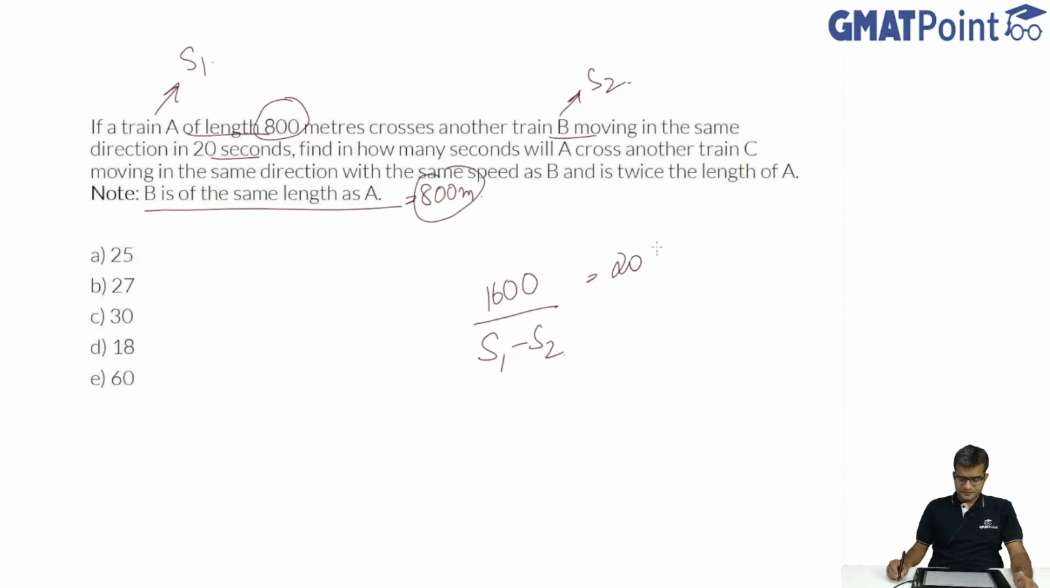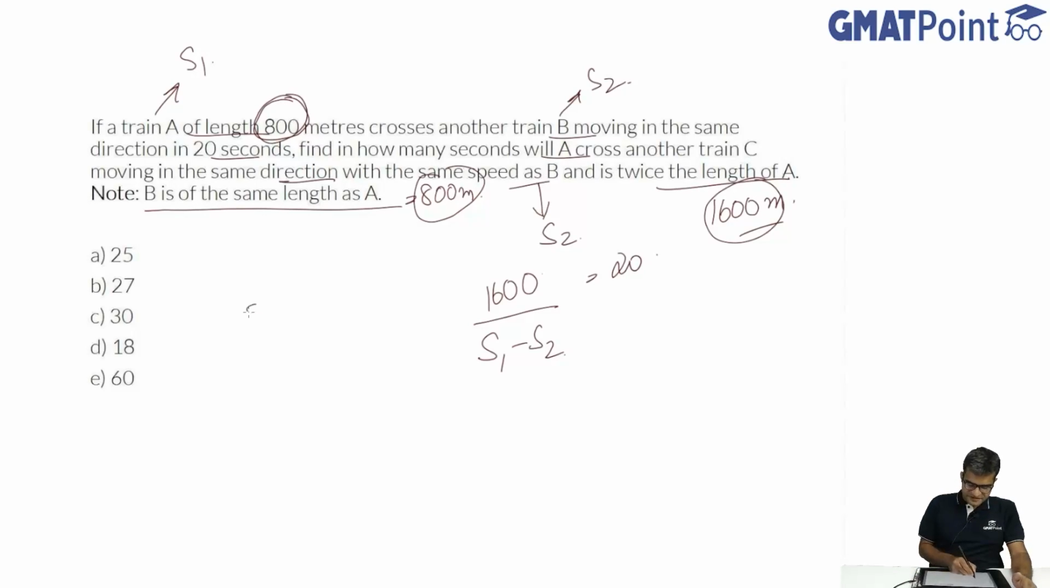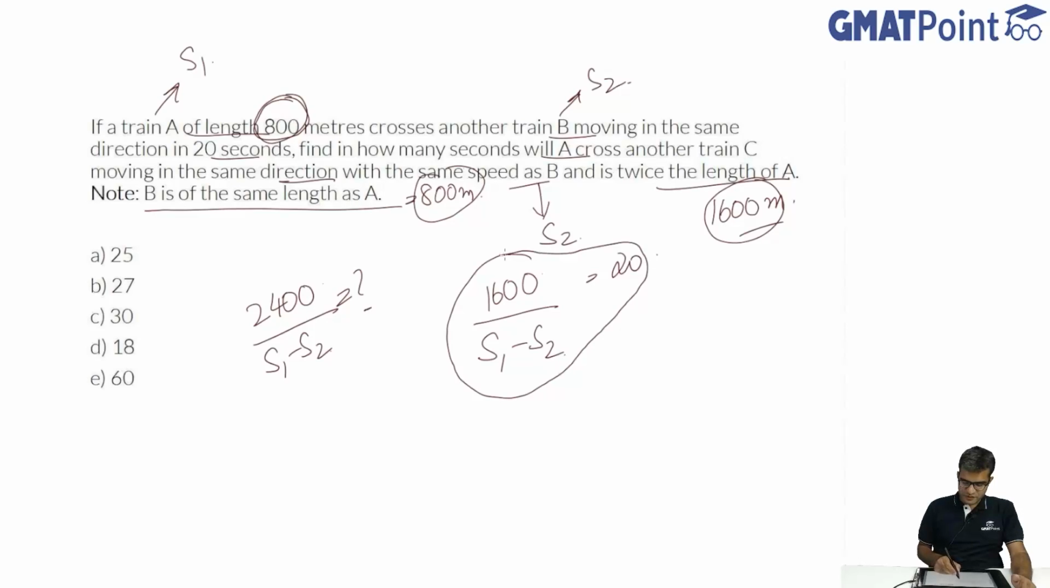20 seconds. What we are asked to calculate is in how many seconds will A cross another train C moving in the same direction with the same speed as B. So it is also moving in the same direction and it is moving at S2 and the length is twice that of A. So this is 1600 meters long. So now for A to overtake C, the total distance that has to be covered is 800 plus 1600, which is 2400, divided by S1 minus S2. This is what we are asked to calculate. We know that 1600 divided by S1 minus S2 is 20. Therefore, 2400 divided by S1 minus S2 will be equal to 20 into 2400 divided by 1600.